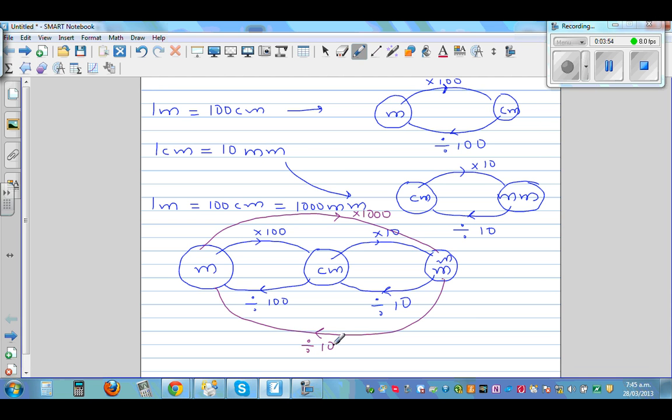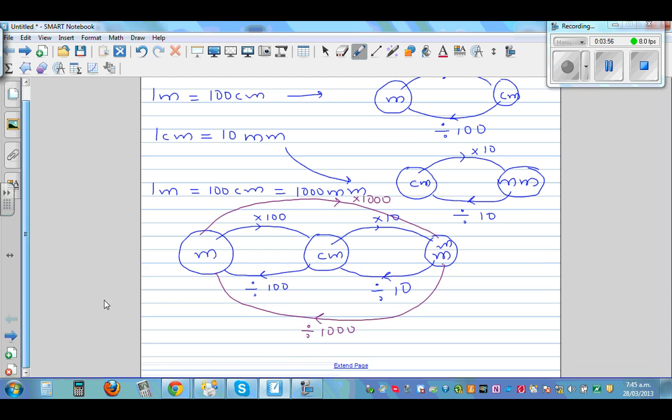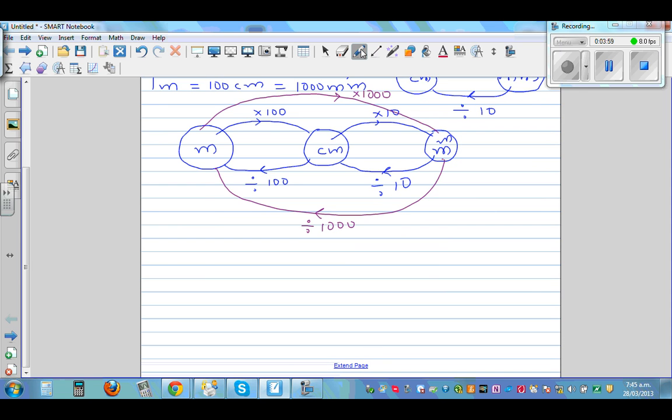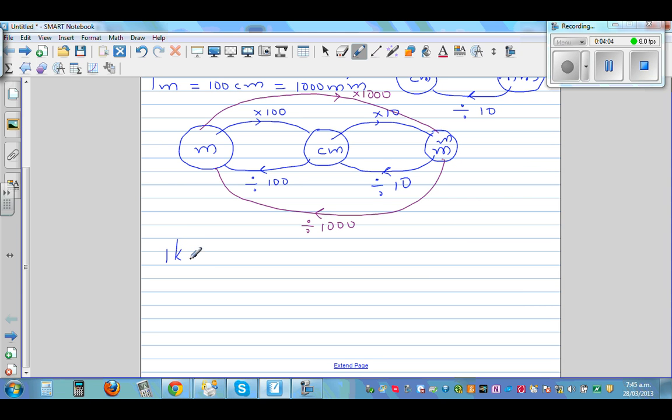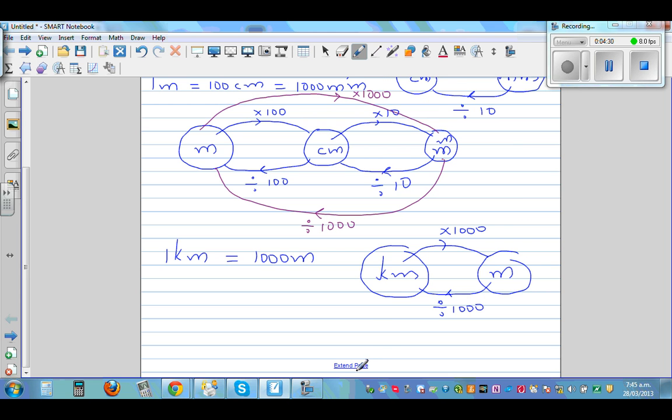Okay, and finally, what do you know? You know that 1 kilometer is 1,000 meters. So from kilometers, if you want to change into meters, what should you do? From kilometers to meters, you times it by 1,000, and from meters to kilometers, you divide by 1,000. So let us take some examples to illustrate what I mean.